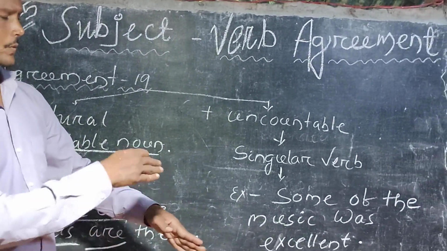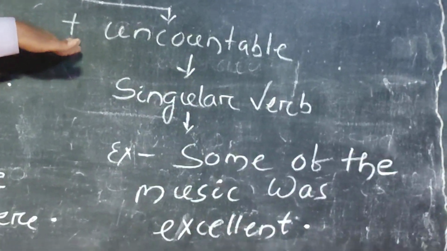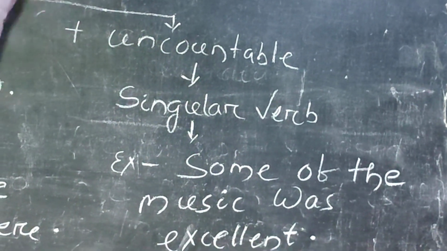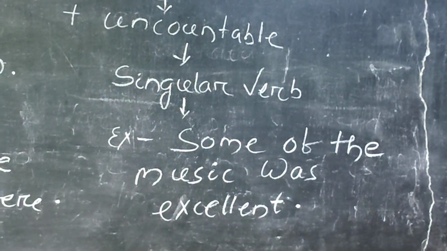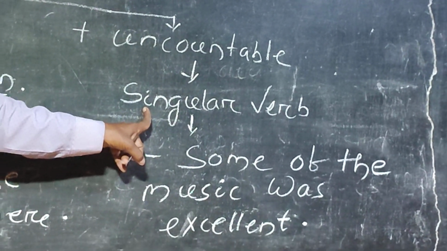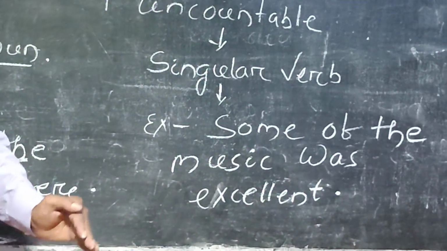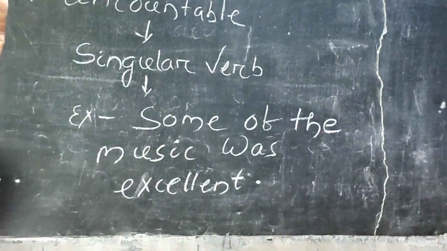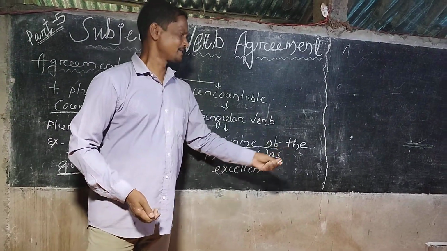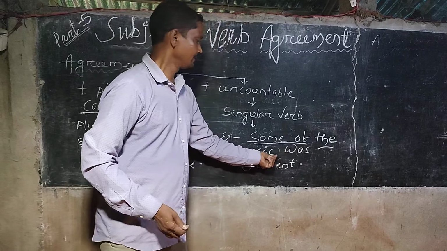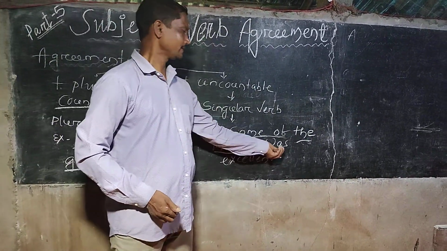Next, another one. Immediately after the phrases, that means "some of," "plenty of," etc., if uncountable nouns are used, we have to supply singular verbs. Example: Some of the music was excellent. Here, "some of" is the phrase, and "the music" is uncountable. So its answer is "was."